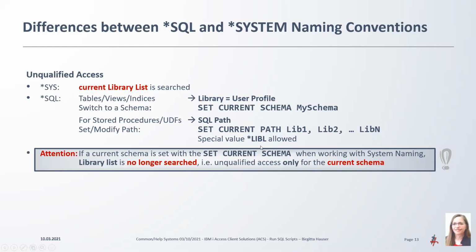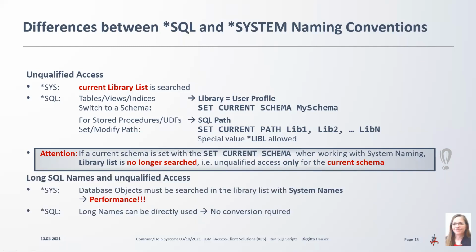And as said, we can set the current schema and we can set the current path if we are working with SQL naming. One thing we have to say: if we set a current schema and are working with system naming conventions, the library list is no longer searched, because the current schema is not the same as a current library. Just to remember. Another thing with the long and short names: if we are working with system naming, we can use long and short names, but under the cover, the short names have to be determined. It's a little slower, but it's not too slow.